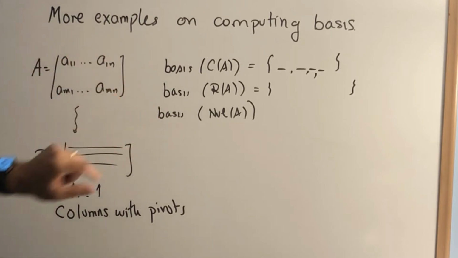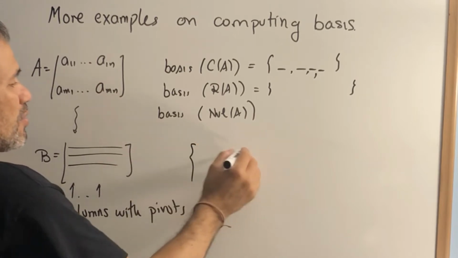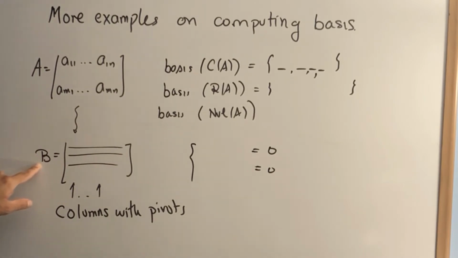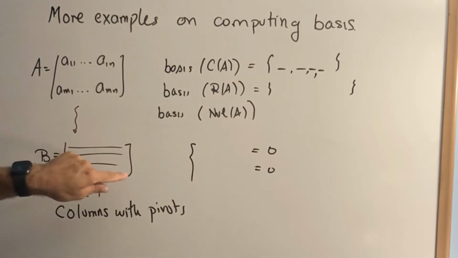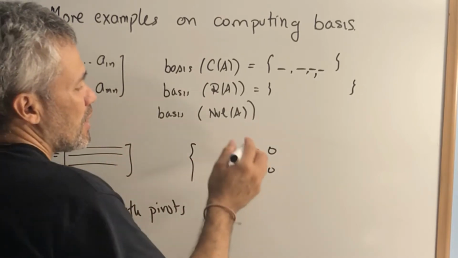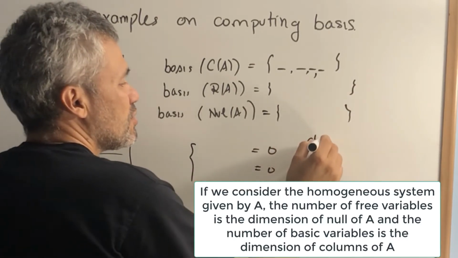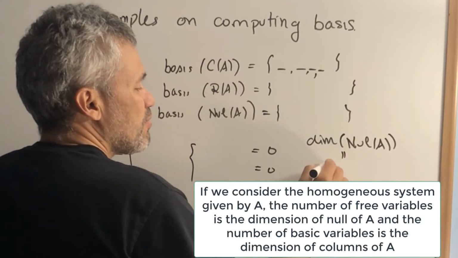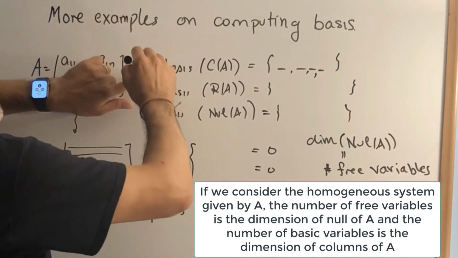And to compute the null space of A, we just set up this system and solve it. Since we already have this in reduced echelon form, or in echelon form, we can solve this system, and the generators of the solution are going to be a basis for the null space of A. Notice that the dimension of the null space of A is just the number of free variables, and the dimension of these two is just the number of basic variables.